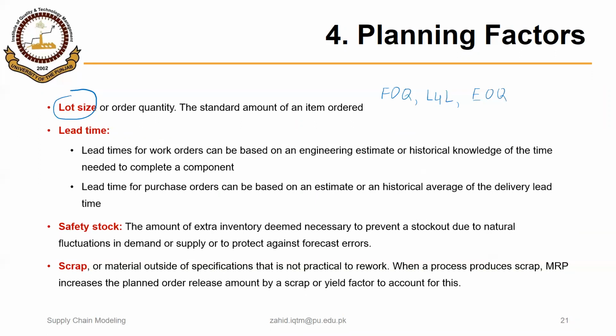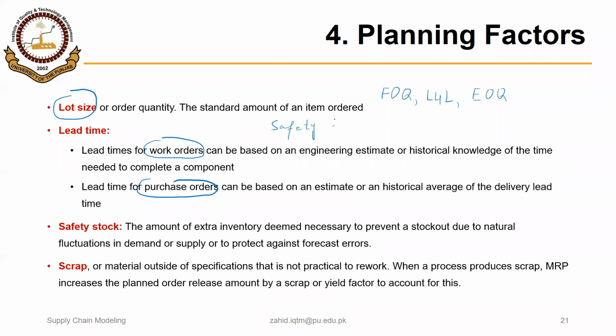The lead time for work orders can be based on an engineering estimate or historical knowledge of the time needed to complete a component. So that is for the components that are manufactured by the organization itself. And lead time for purchase orders can be based on an estimate or a historical average of the delivery lead time. Sometimes there are issues in production, and the production doesn't deliver the component on time, or if they are purchased, they are not delivered by the supplier on time. So in that case, we use safety lead time.